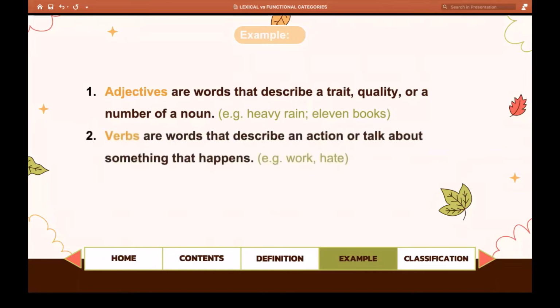The second one is verbs. Verbs are words that describe an action or talk about something that happens. For instance, work or hate.